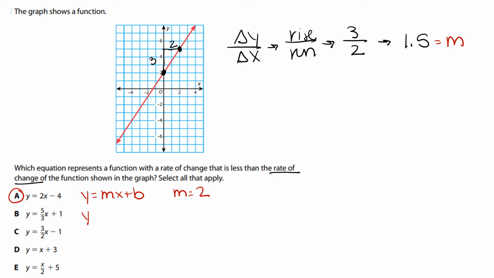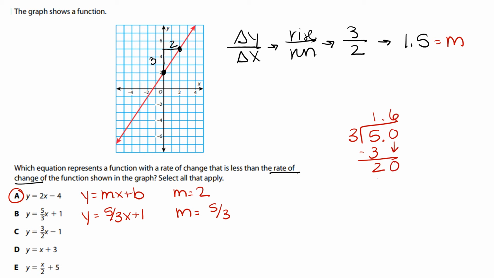For equation B, we have y equals 5 over 3x plus 1. Our m is going to be 5 over 3. 5 over 3, if you set up a division problem, 3 can go into 5 one time. Subtraction, we get 2. Add a 0 and bring it down. 3 can go into 20 6 times to get 18. We end up with 1.6 repeating. 1.6 repeating is greater than 1.5.